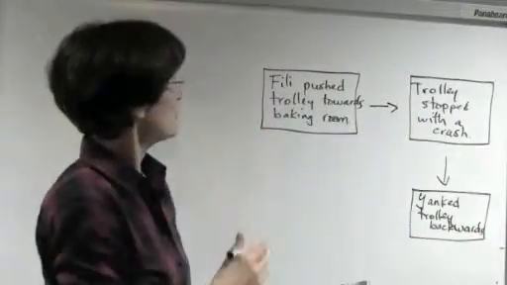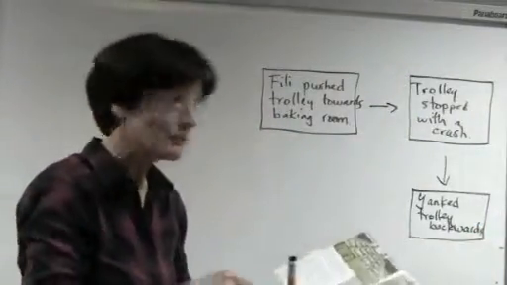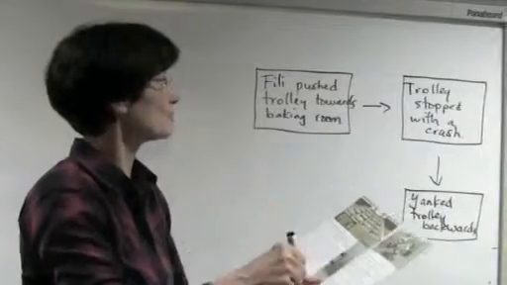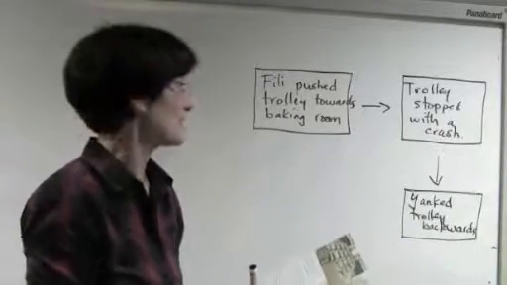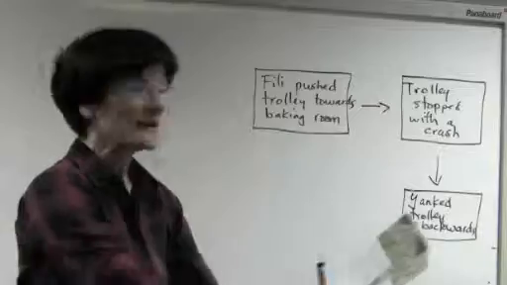So the first step in the sequence, Philly pushes a trolley towards the baking room. The trolley stopped with a crash. And the third step in the sequence so far is he yanked the trolley back.